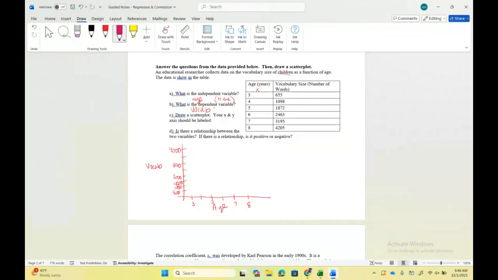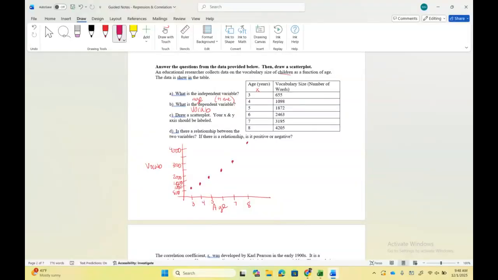All right, so let's see here. My first one is 3,655. So I'm going to find where I'm 3 years old and kind of estimate, I want that point above 500 but below 1,000. And then for my next one, 4, I'm above 1,000. Then for 5, I'm below 2,000. For 6, I'm around 2,500. For 7, I'm above 3,000. And for 8, I'm above 4,000.